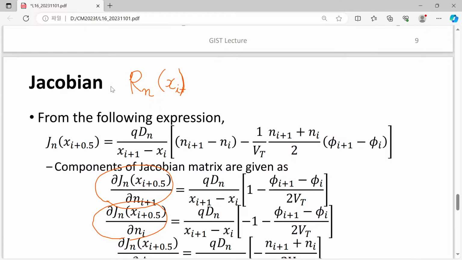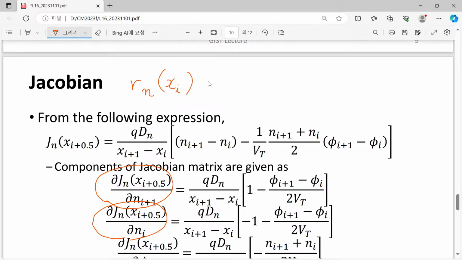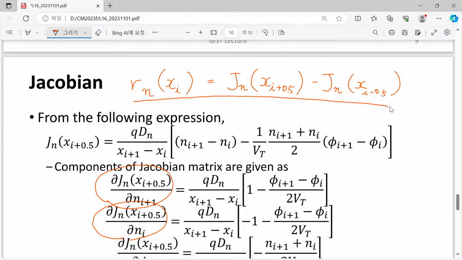Instead of this capital letter, I just wanted to use small letter Rn. This is a residue vector on entries for your position x sub I. Your residue is simply given by what? Simply given by Jn evaluated at positive half minus Jn at x I minus negative half. This is your Rn.